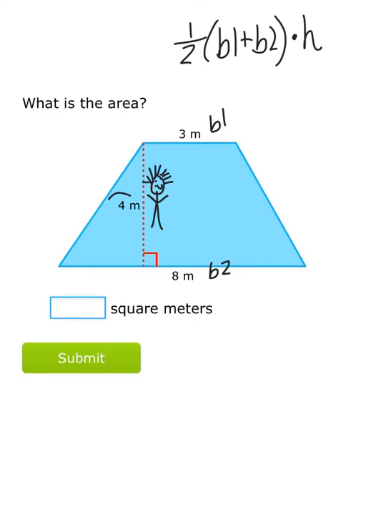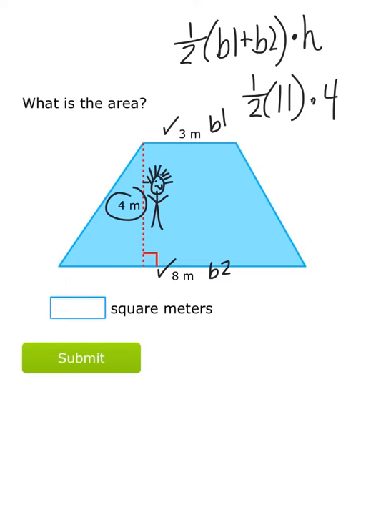Anyways, the height is 4. So we want to add up the bases. So we have 8 and we have 3. So 8 plus 3 is 11. So I want to do half of 11 times the height, which is 4.